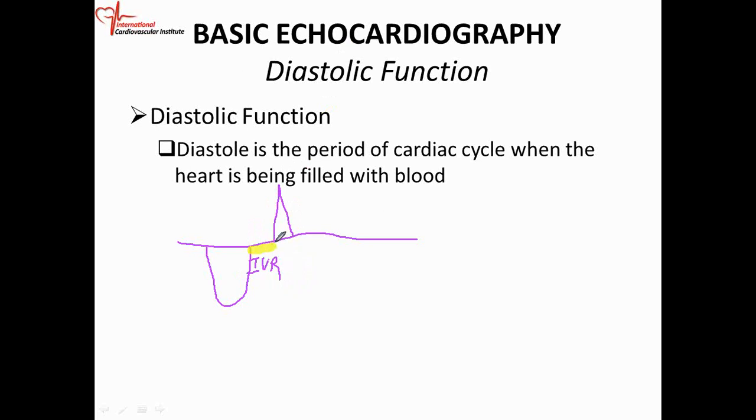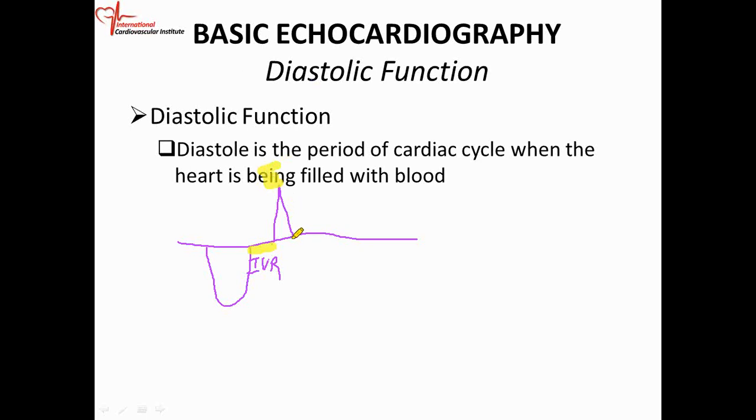Then the mitral valve opens right here. Blood is sucked into the left ventricle from the left atrium, mainly because there's a pressure difference, and this gives us the E velocity. So that is your E velocity.